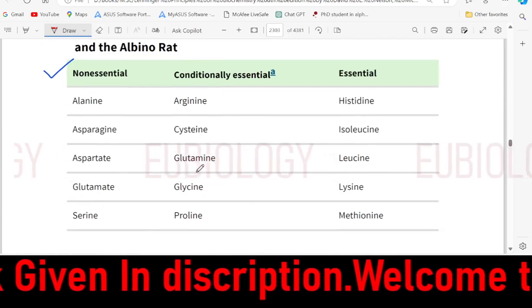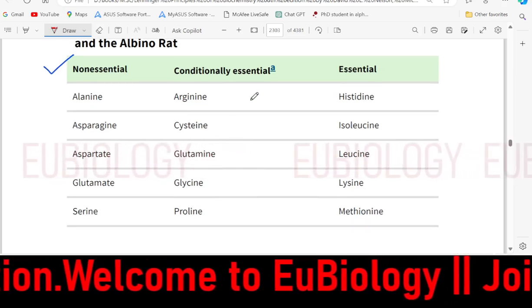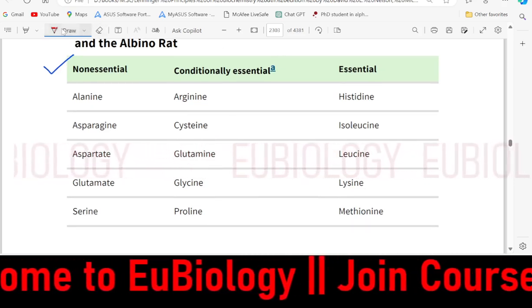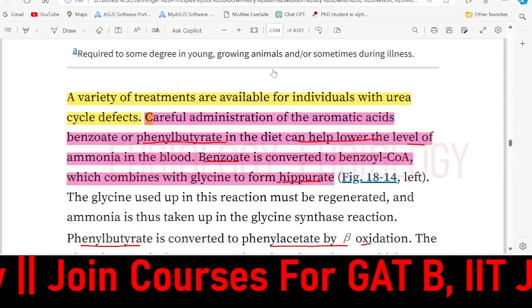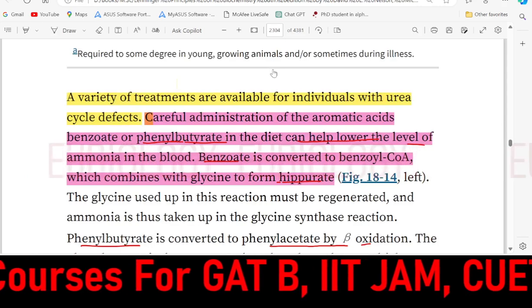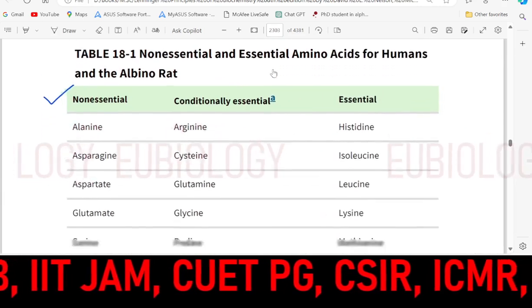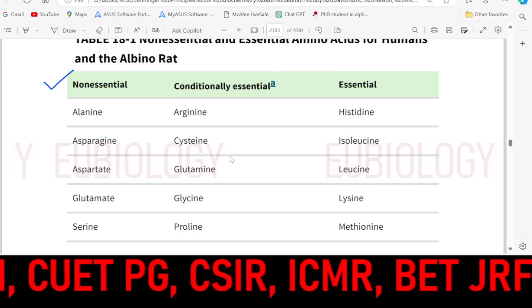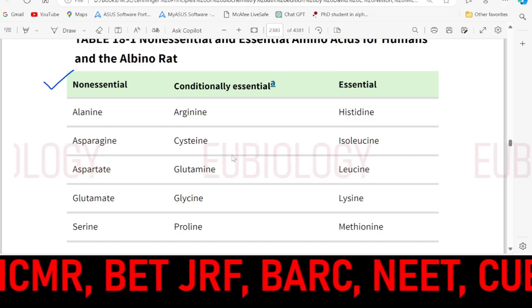Why is it called conditionally essential? Conditionally essential means these amino acids are synthesized at one stage of our life, but later they are not synthesized.